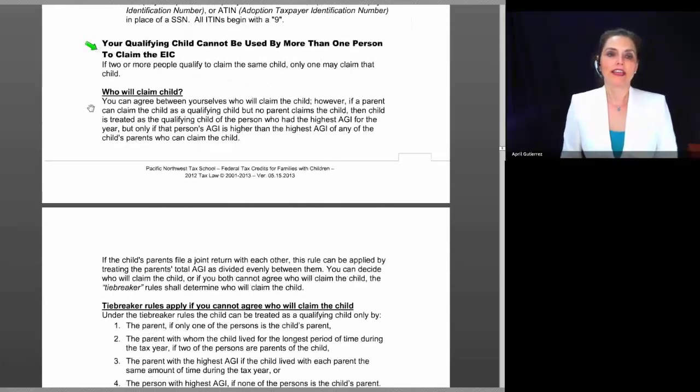Your qualifying child cannot be used by more than one person to claim the earned income credit. If two or more people qualify to claim the same child, only one may claim that child. Who will actually claim the child? You can agree between yourselves who will claim the child. However, if a parent can claim the child as a qualifying child, but no parent claims the child, the child is treated as the qualifying child of the person who has the highest adjusted gross income for the year, but only if that person's adjusted gross income is higher than the highest AGI of any of the child's parents who can claim the child.